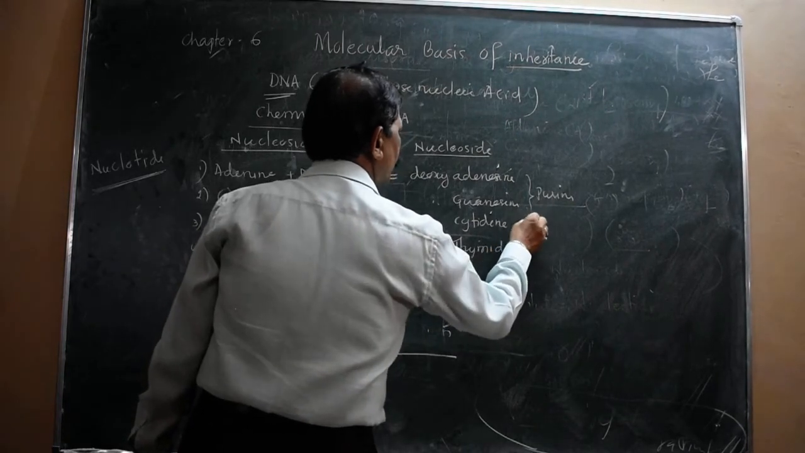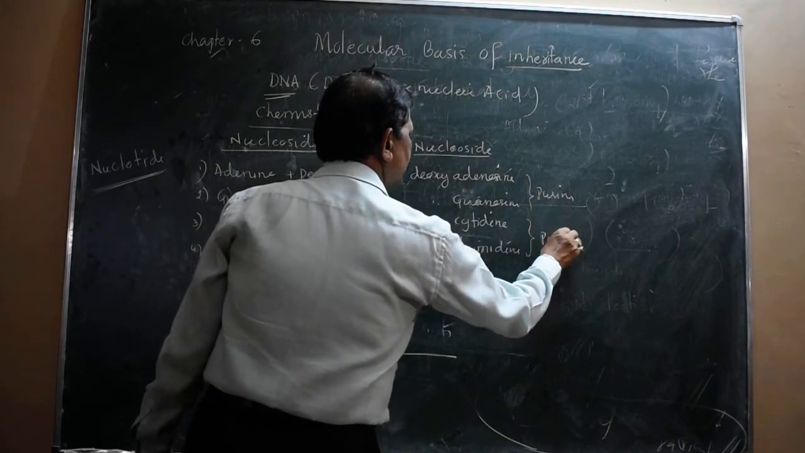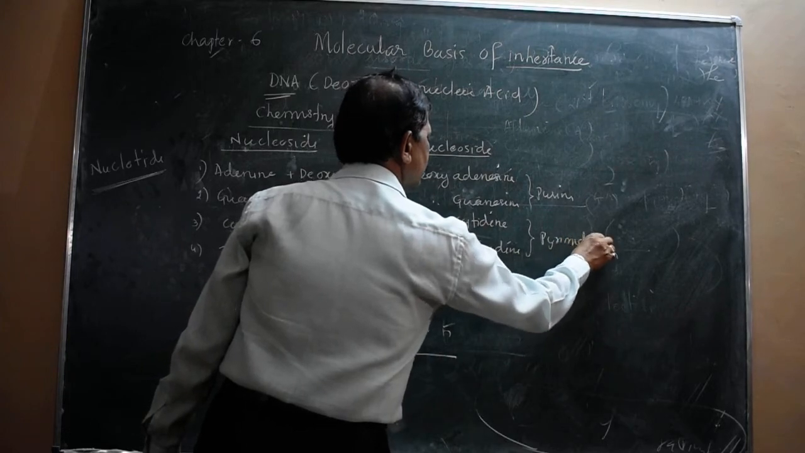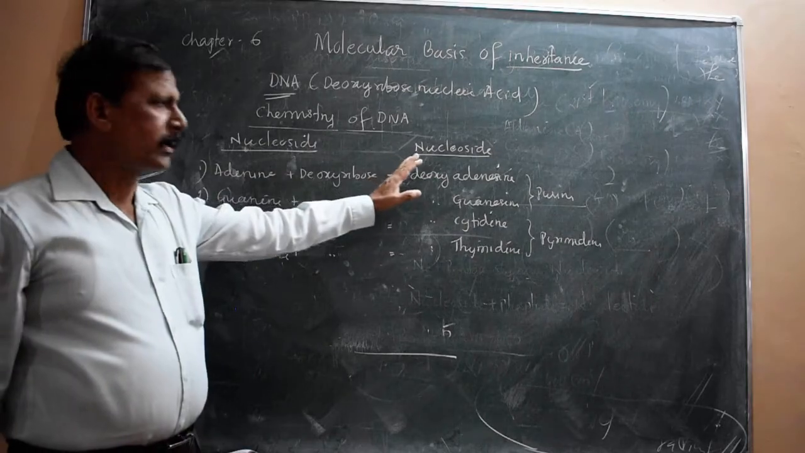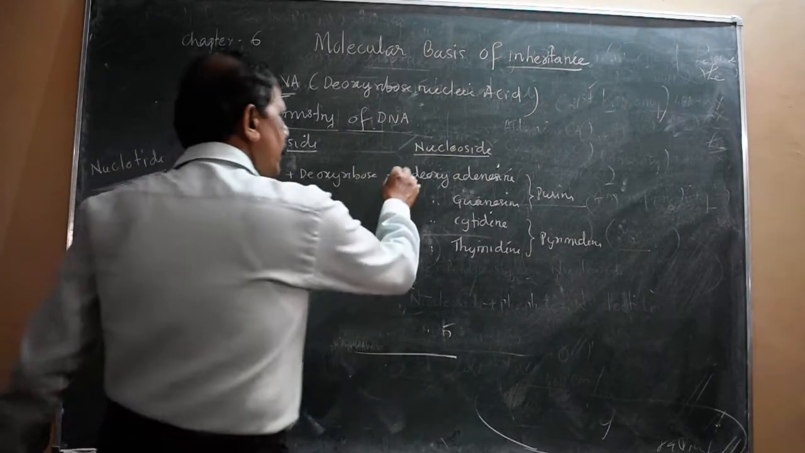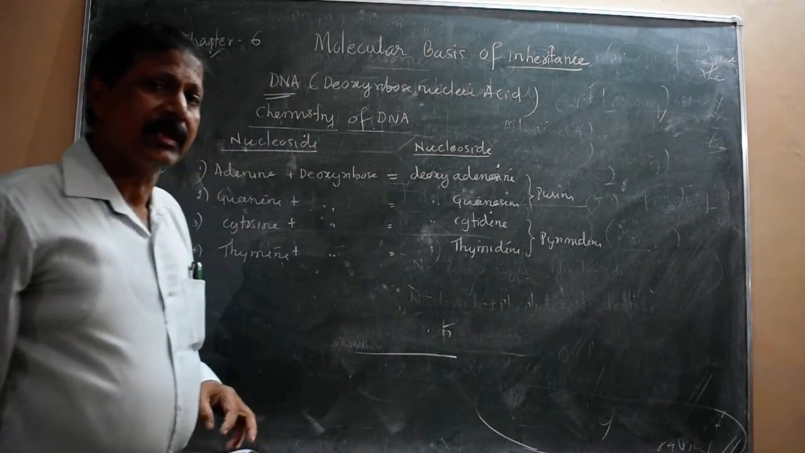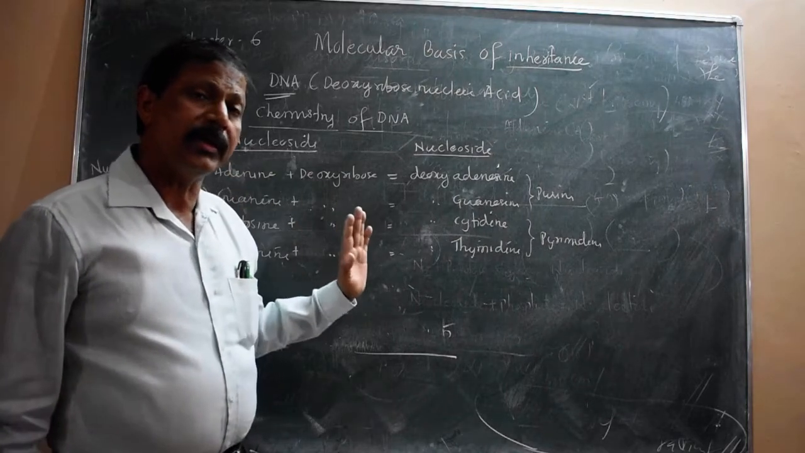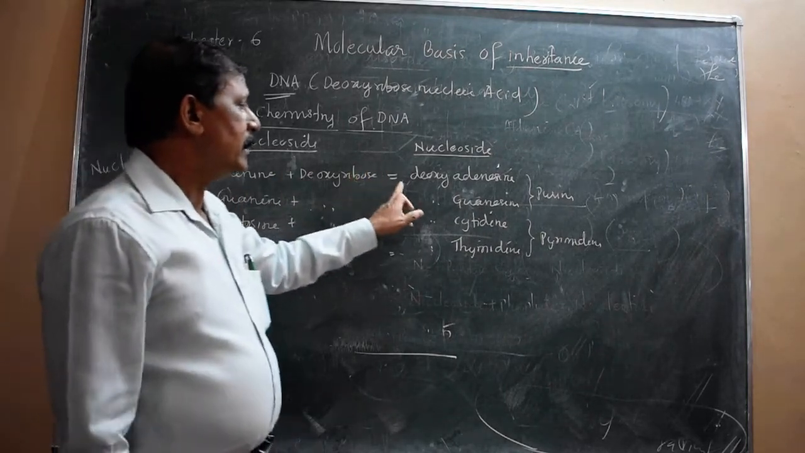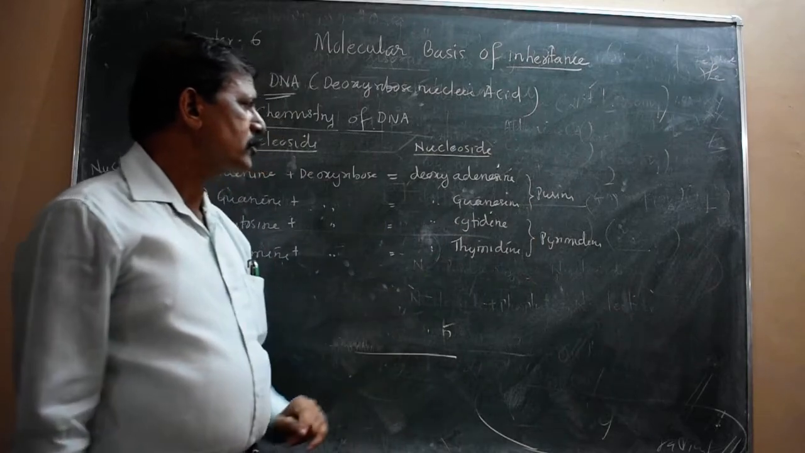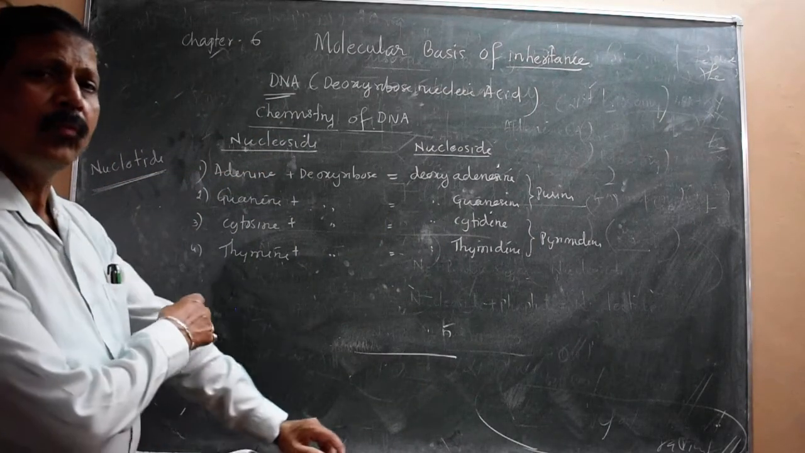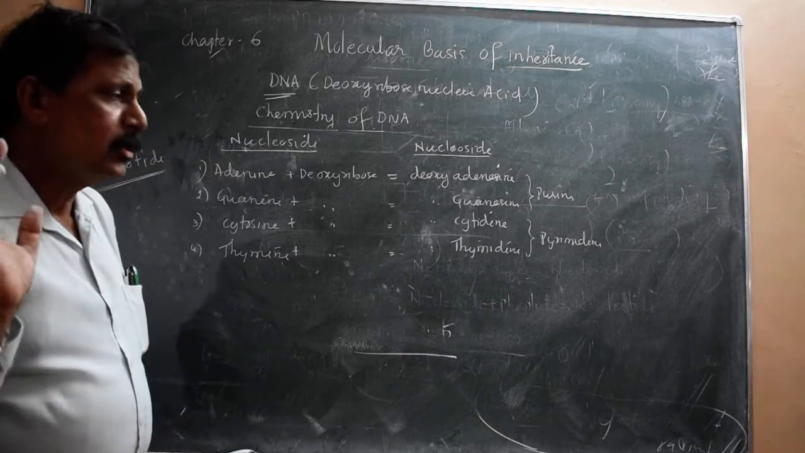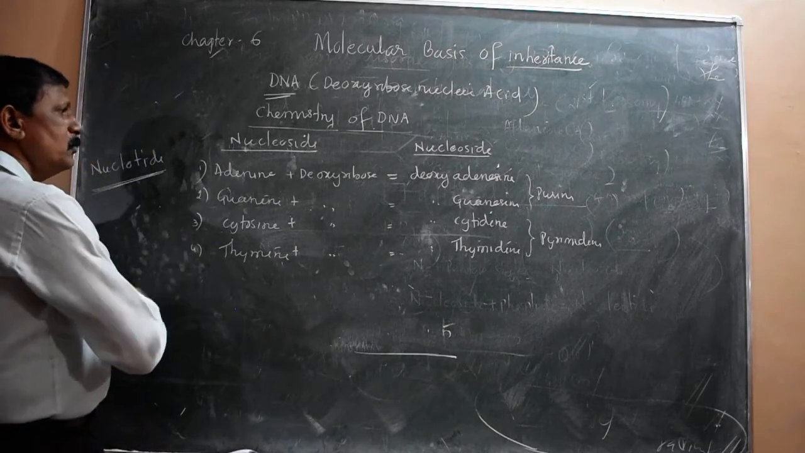So these all are what? Nucleosides. These all are the nucleosides. So see how many nucleosides are there in the DNA. So name the nucleosides of DNA. In a 2 marks question it may be asked: deoxyadenosine, deoxyguanosine, deoxycytidine, and deoxythymidine are the 4 important types of what? Nucleosides.